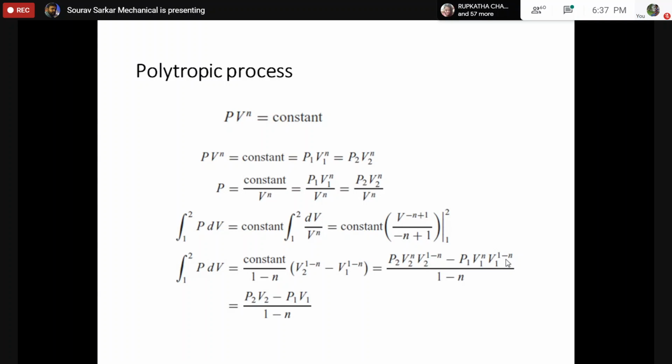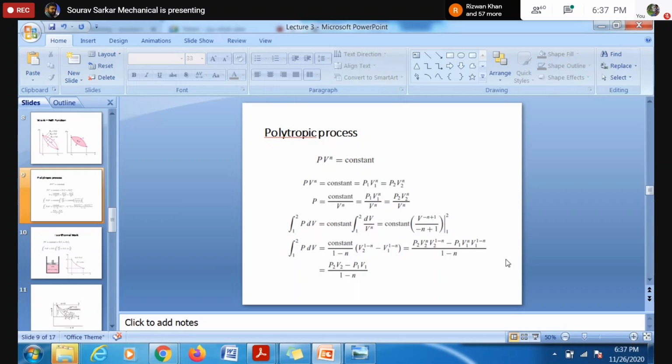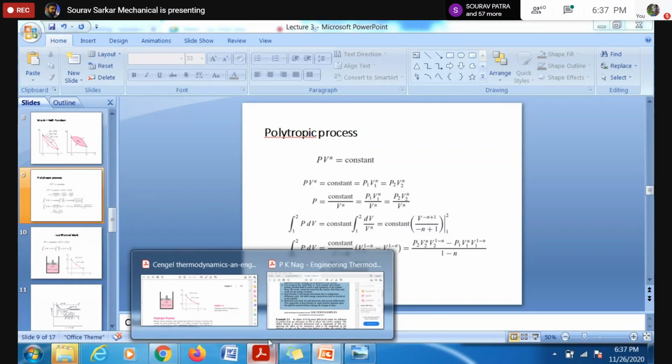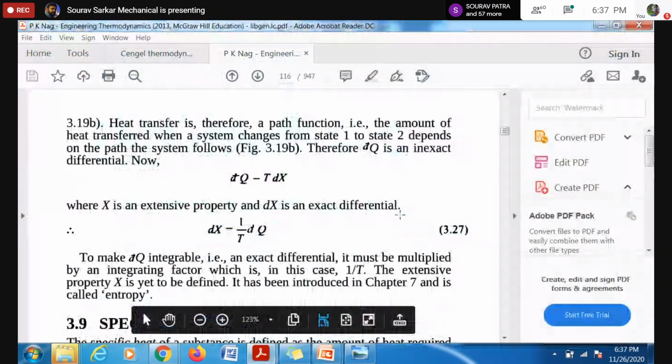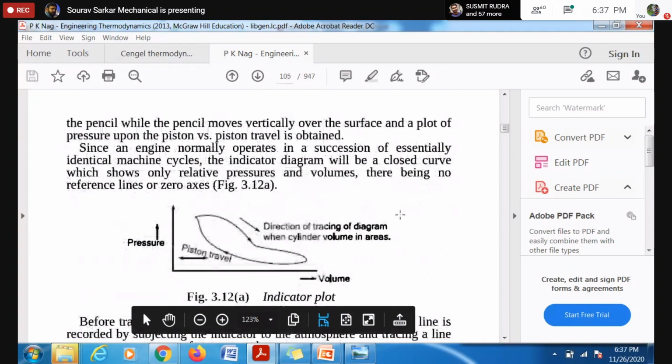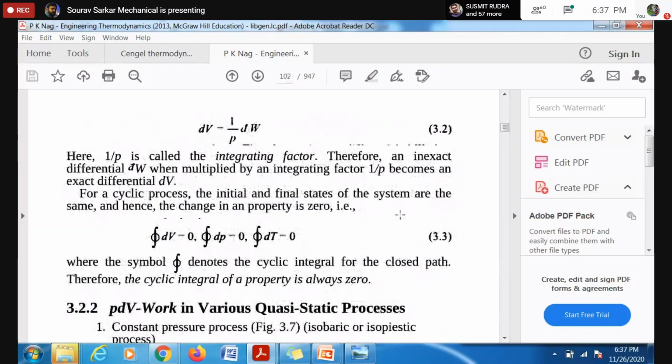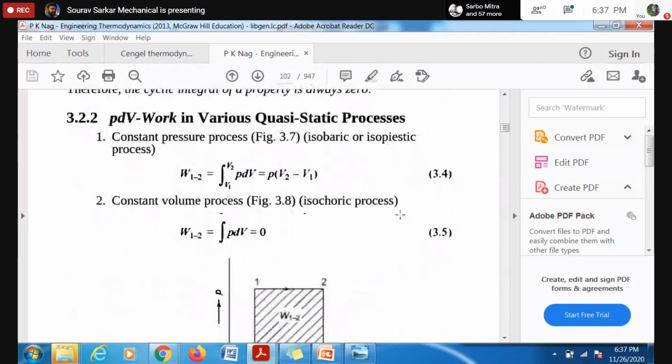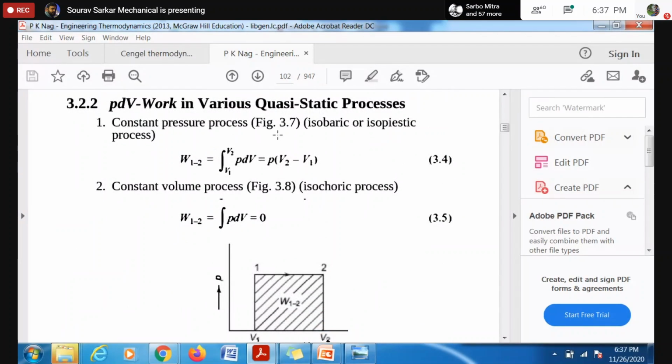Is that right? So if I try to find the work done, what is the work done for a polytropic process? If it is such a process, this process is basically called a polytropic process. That is basically the general expression of work. If I try to make it simpler, what I can do is show you some examples. So suppose this is a constant pressure process.